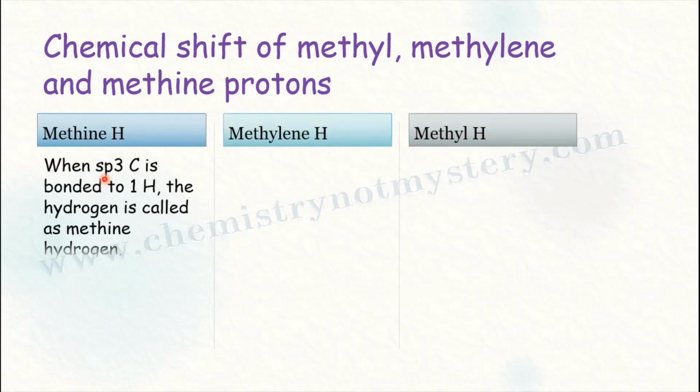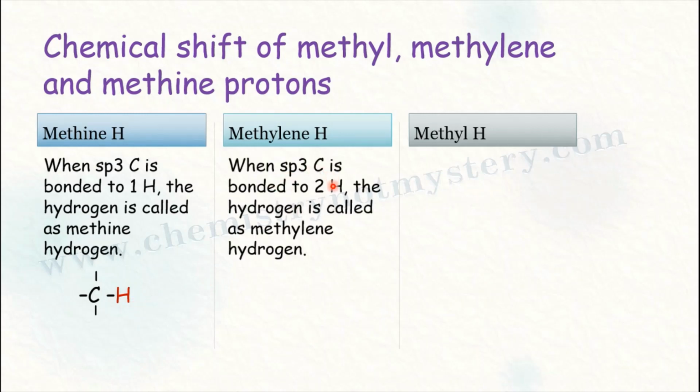Methine protons are the protons bonded to sp3 hybridized carbon, which is bonded to just one hydrogen. For example here, this carbon is sp3 hybridized and it is bonded to just one hydrogen. So this hydrogen is called a methine hydrogen.